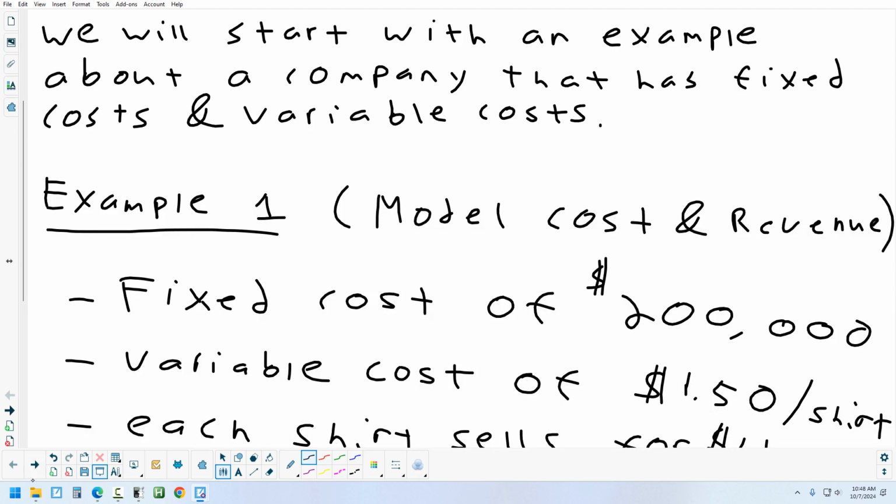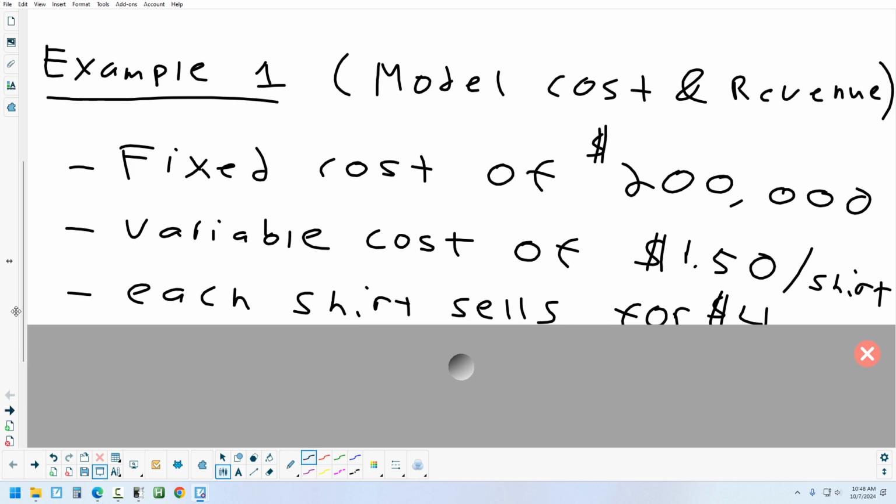So this particular company has a fixed cost of $200,000. That's like maybe a fee they pay monthly to rent the warehouse where they store their shirts or something. But they pay that one time per month, $200,000. But then they have a variable cost of $1.50 per shirt. They're going to pay that cost for every shirt that they make, so it's not just a one-time fee of $1.50. So it costs them $1.50 to make the shirt. They're going to sell it for $4.